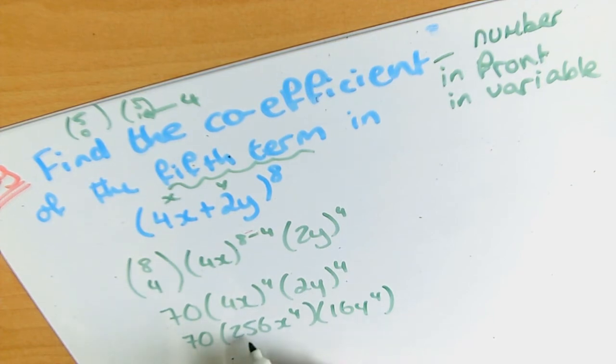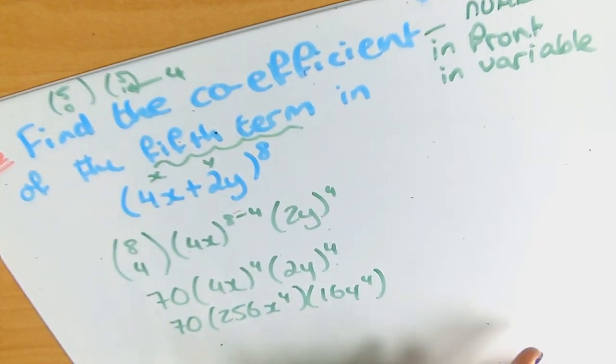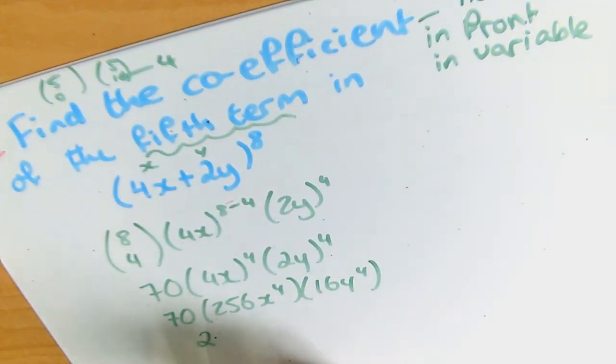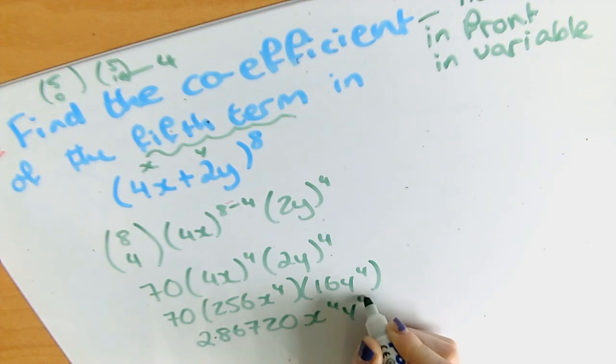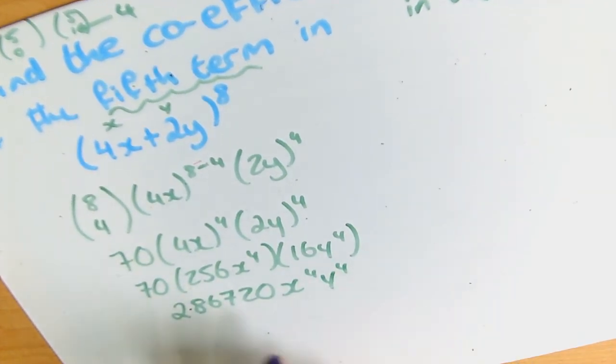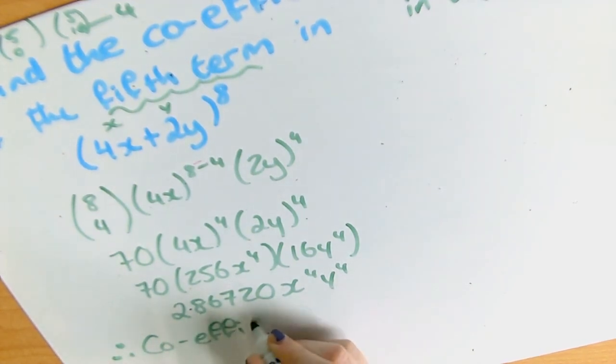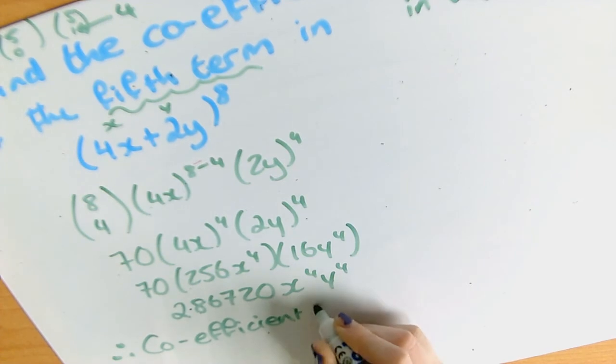Now I multiply 70 by 256 by 16. So 70 by 256 by 16 gives me quite a large number. So we have 286,720 x to the power of 4, y to the power of 4, which means my coefficient, my number in front of the variables in this case, is going to be 286,720. So my coefficient is equal to 286,720.